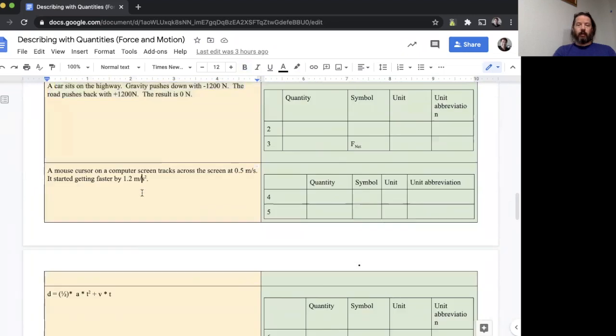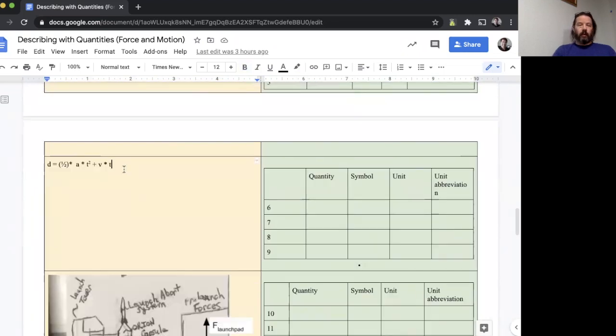Okay. So make sure you're reading carefully. Notice this one in particular, this is an equation we haven't looked at yet, but basically the symbols are D, A, T squared, V, and T. There are 4 different unique symbols, and so you can fill those out here for the symbols, and then you can put the quantities and the unit.